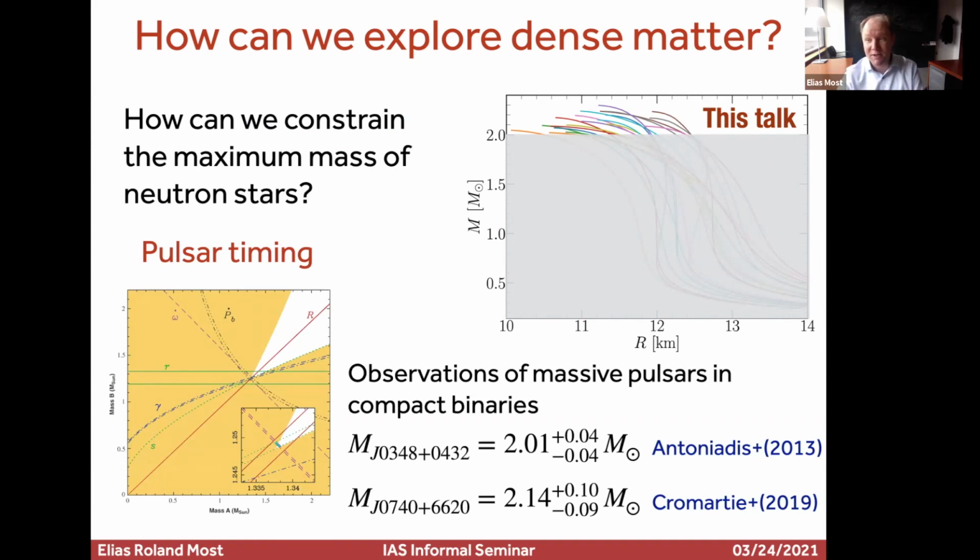There are basically two observations of the most massive neutron stars: one by Antoniadis et al. and one by Cromartie. What you typically do in measuring a neutron star is, you cannot put it on a cosmic scale, so that's not so simple. But if the neutron star is in a compact binary, say with a white dwarf companion or another neutron star companion, you can try to measure the mass of the companion and then get the mass of the neutron star.